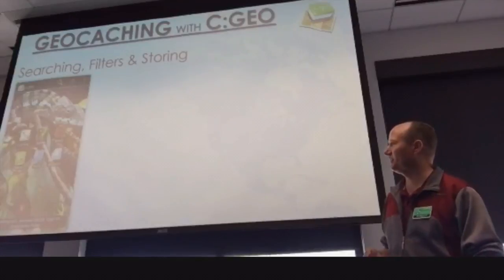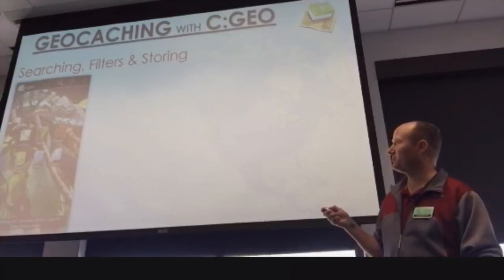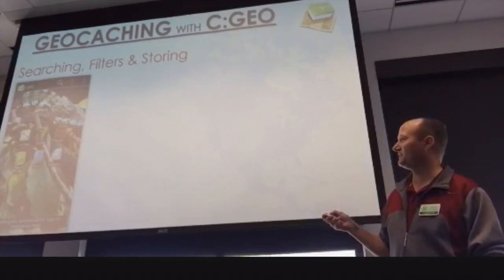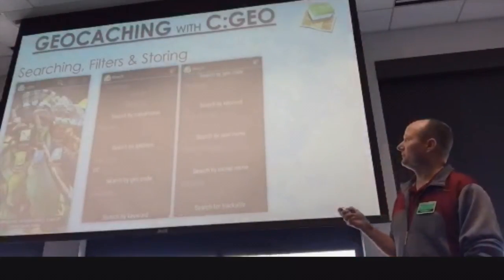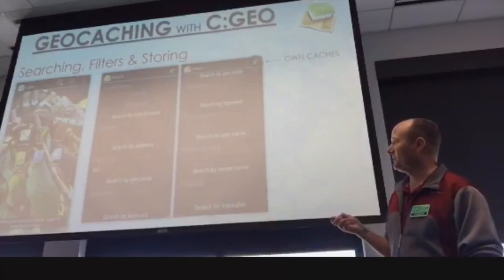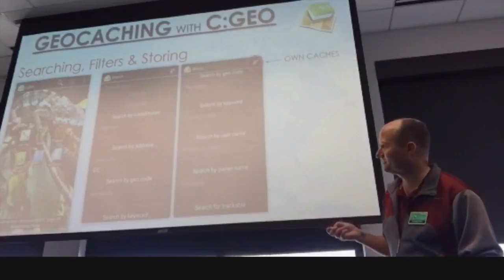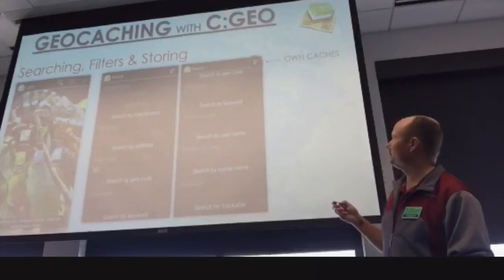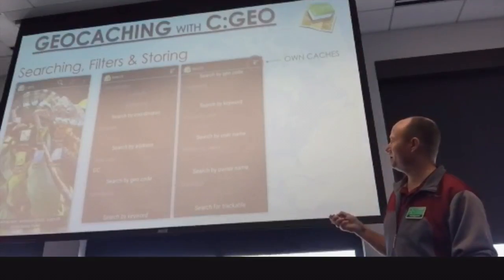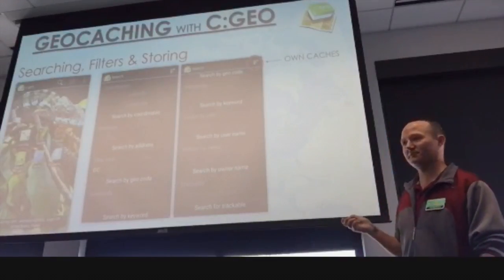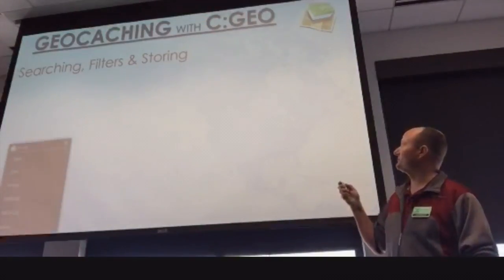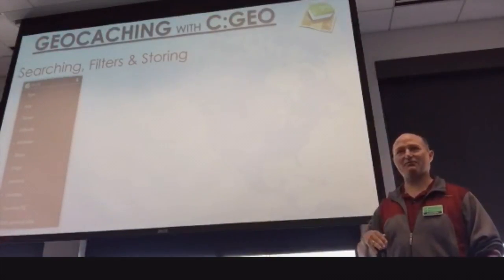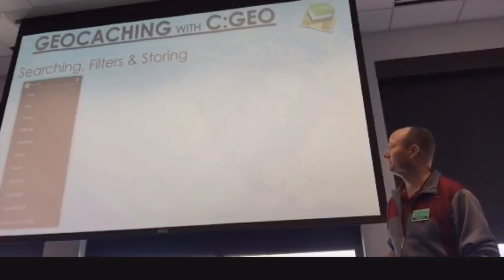And then the search button. Again, this search button is just a quick search by title. This one has a lot more options. You can search by coordinates, by address, by GC code, by keywords, by username, by owner name, and then you can also search trackables. And if you click on that button that just disappeared, it'll pull up just the caches you own, if you just need to pull one of those up.